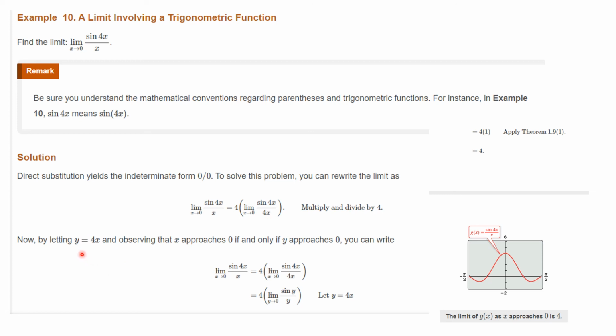So I'm going to let y equal 4x. So now this is the same thing as 4 times the limit as y goes to 0. And by the way, if x goes to 0, then 4x goes to 0, so we're all good with that. So this is 4 times the limit as y goes to 0 of sine y over y. But we know this is 1. So 4 times 1 is 4. And you can see geometrically that that's what would happen as well. So again, we've used those limits to compute more complicated limits.